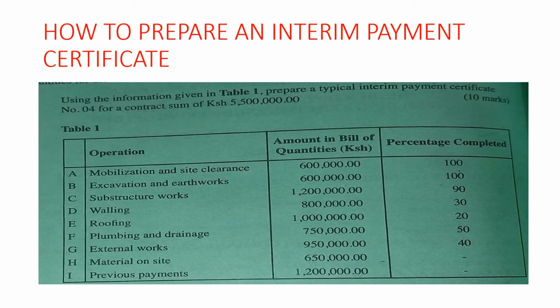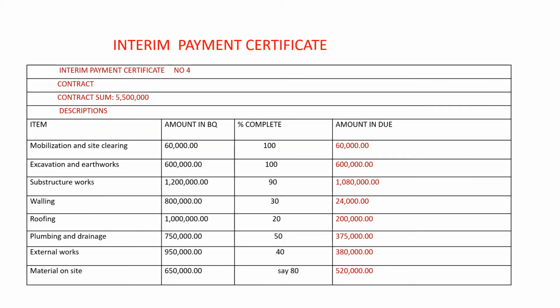We have the materials on site, which is 650,000, and then we have the previous payment certificate, which is 1,200,000. So from this information, we can prepare an interim certificate number 4, to be able to know how much is due to be paid to the contractor. So let's straight go to the preparation of the certificate. So let's move to preparing the interim payment certificate.